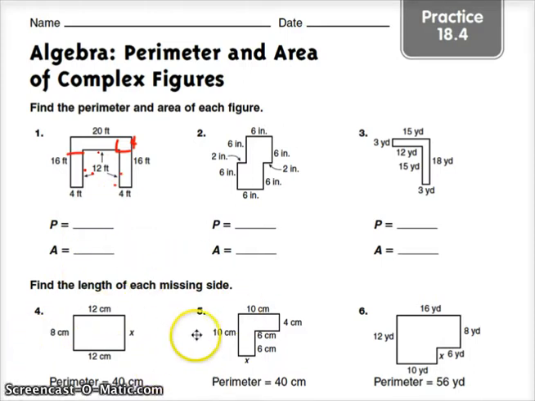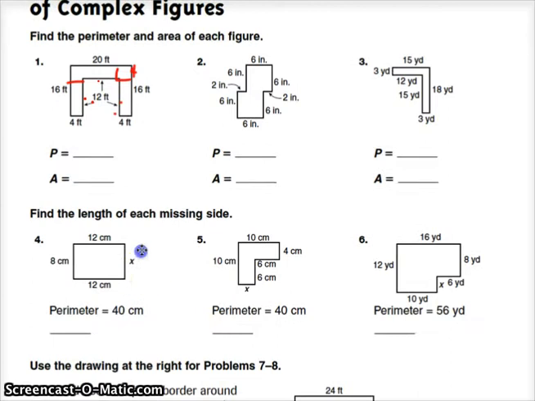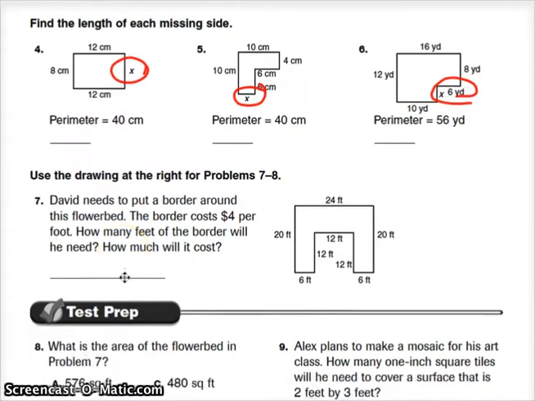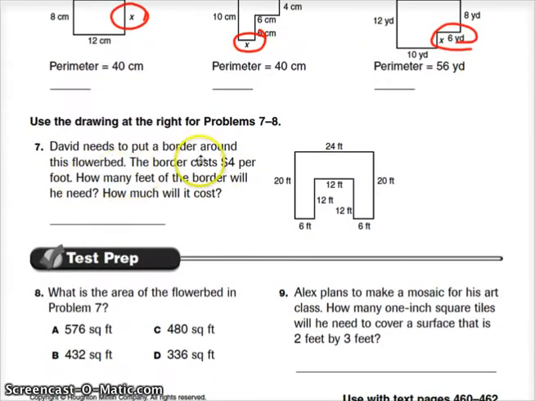Number 4 through 6, they give you the perimeter. They want you to find the missing sides. Okay, and then number 7 is a word problem using this one. And then you can skip number 8 and do number 9. When you're finished, raise your hand, get a star, and then you're moving on to homework.